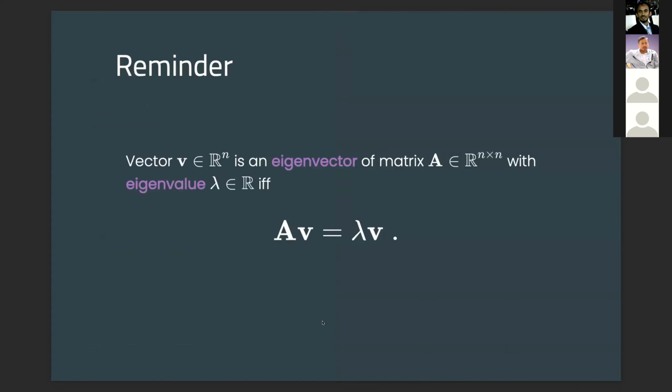Okay, a super brief reminder, in case it's been a long time since you've taken linear algebra. A vector is an eigenvector of a square matrix with a given scalar eigenvalue lambda if this vector satisfies this matrix-vector equation. So the matrix A times the eigenvector should produce just a scaling of that vector with the scaling parameter lambda.